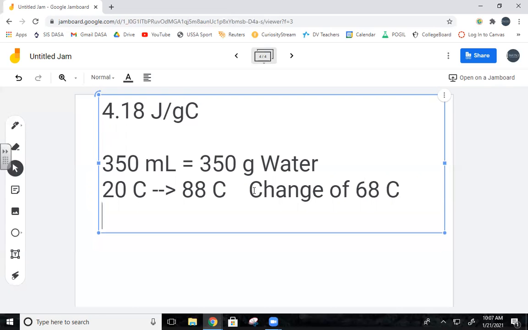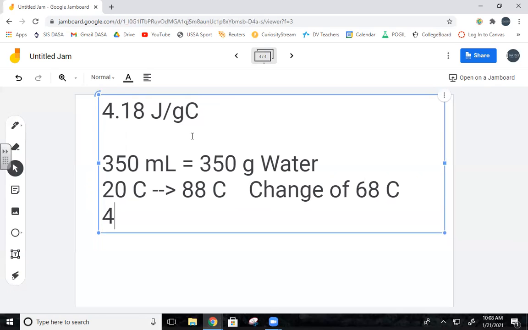What do you think, Franklin? If we have 350 grams of water, it's going to take a little bit more energy than just 1 gram, right? Okay. So here's what we can do. We can take this and see our unit here. We can manipulate this unit.